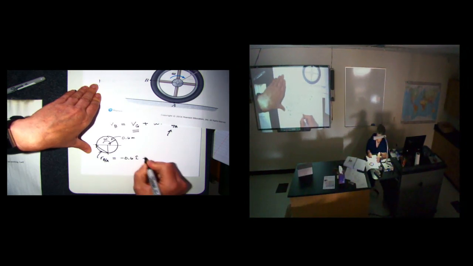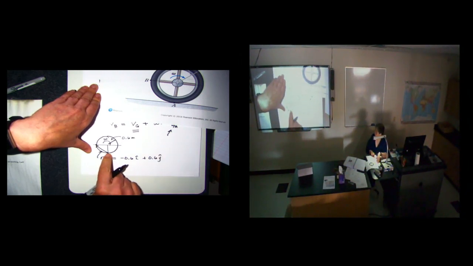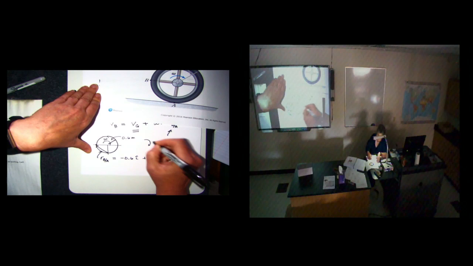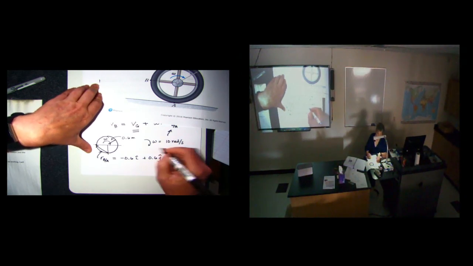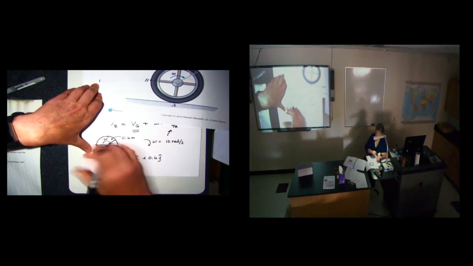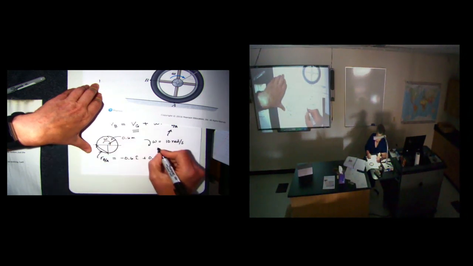So now I'm set up to be able to do my cross product, and this is going to give me, when I do this, a positive 6i and a positive 6j.